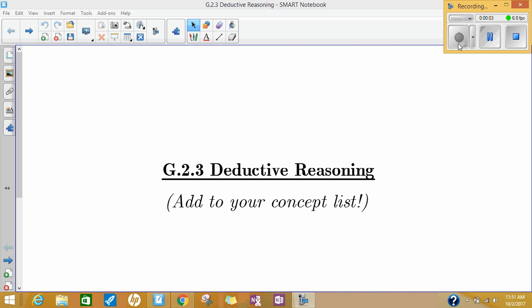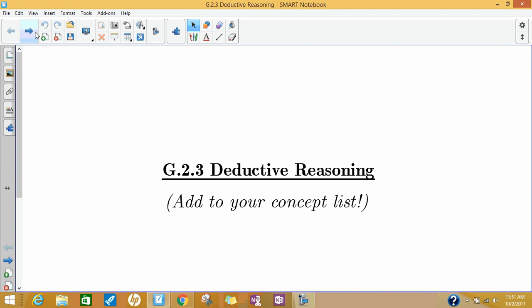Hey all, today we're going to continue a discussion about reasoning. We already talked in the first lesson in this unit about inductive reasoning, which was following patterns. And this time we're going to talk about deductive reasoning, using what you're given to draw a conclusion. So make sure you add this to your concept list.